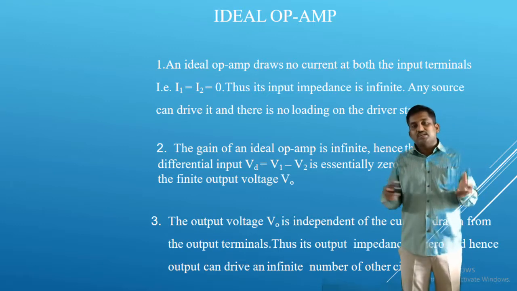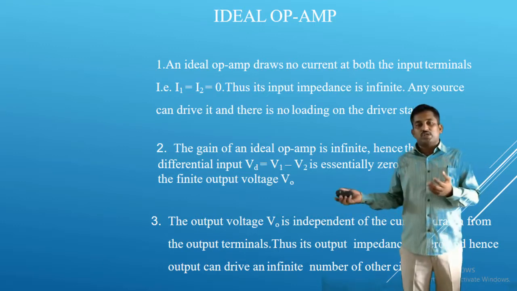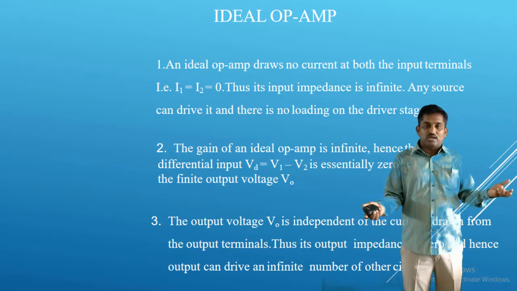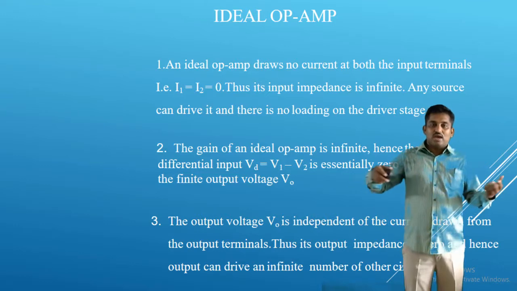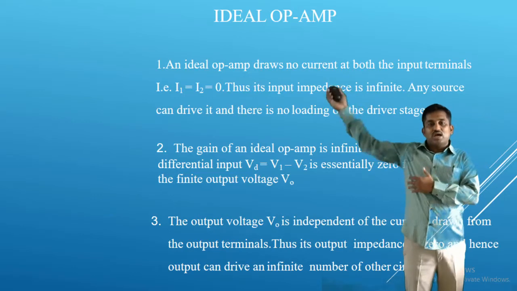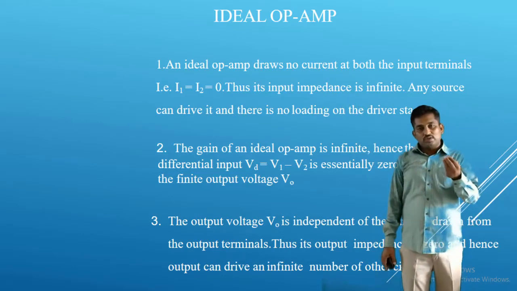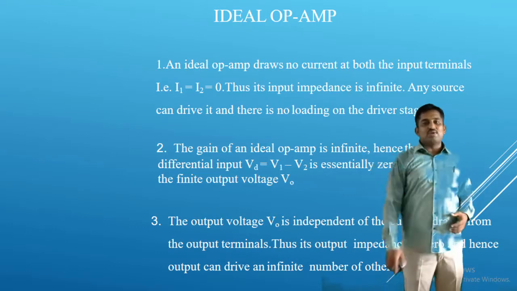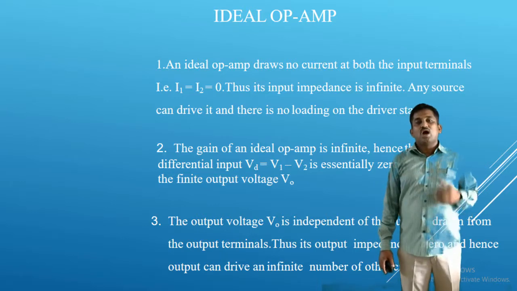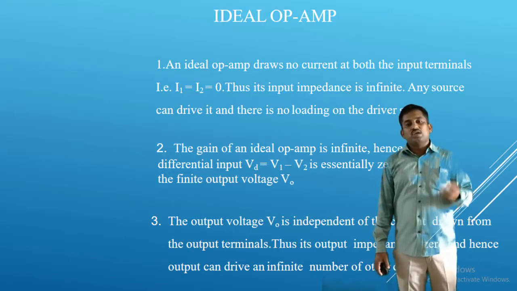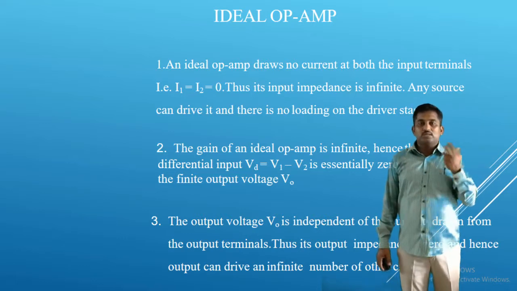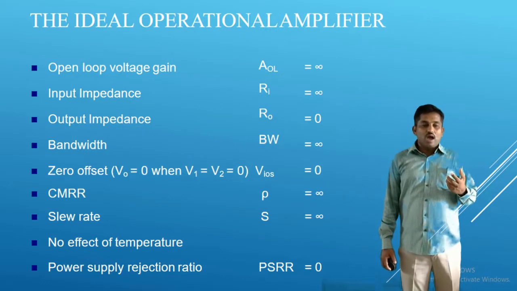V0 is independent of the current drawn at the output terminal of an op-amp. So the output voltage is independent of the current. So we can connect many output stages at the output terminal. Not only a single stage, you may connect several stages. That's why an op-amp can drive n number of stages at the output side, because of the low impedance. These are the main important characteristics of an ideal op-amp.